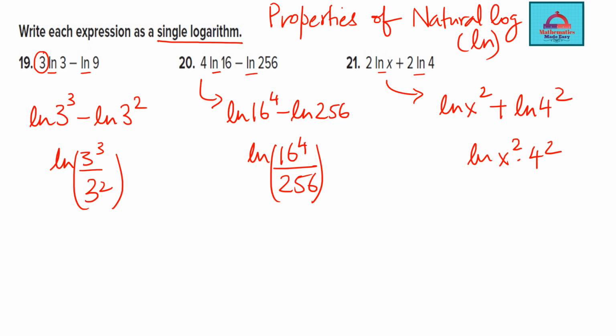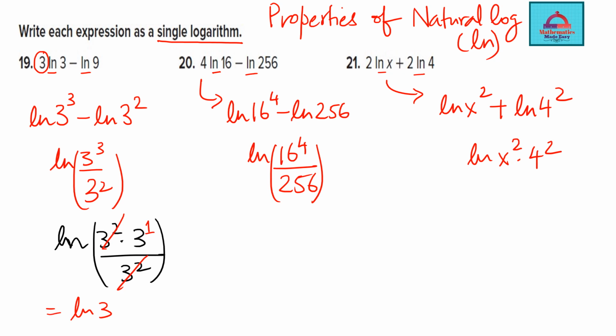So here 3 square and 3 cube are there, so it only remains as this value. You may just add one more step to ease for you. So 3 square cancels, only 3 is left. So ln 3 is the final answer for this. Have you written it as a single logarithm? Yes, so that completes your question.